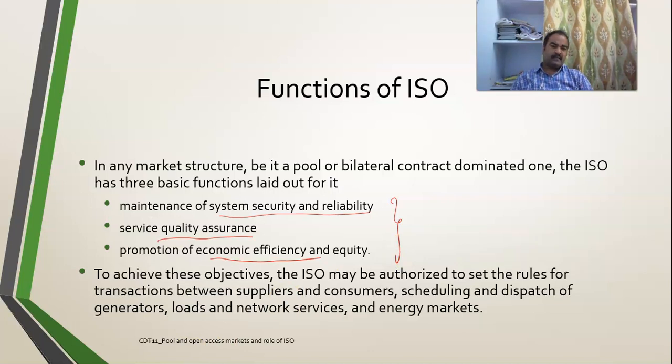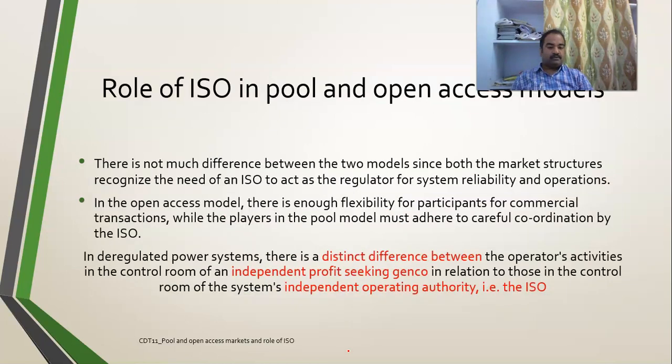So that's fine. An independent system operator always lays down some rules for transactions between suppliers and customers, and regarding the scheduling and dispatch of generators and also of loads, network services, and energy markets. For all of these things, an independent system operator will lay down some rules. So coming to the end, we'll have a quick review of the independent system operator. What is his role? We have already seen that in the table. There is not much difference between the two models, since in both market structures the independent system operator is a very important entity.